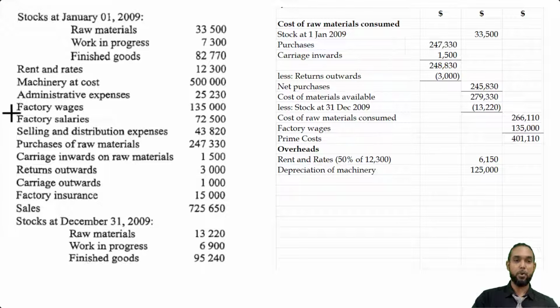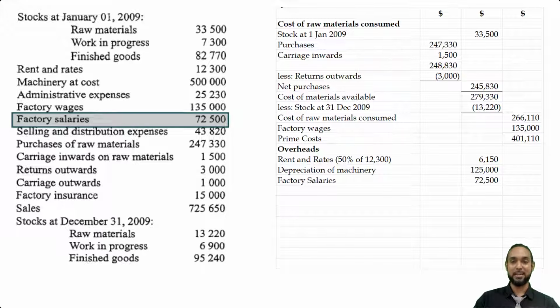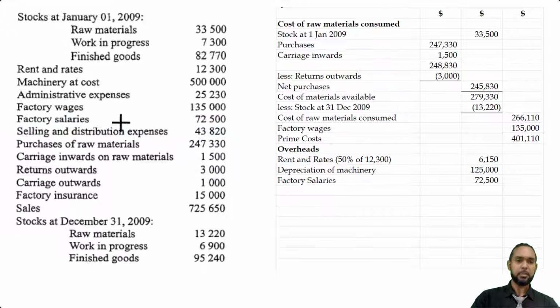The next item down will be the same factory salaries we talked about a bit earlier. Again, factory salaries are paid to supervisors and non-manufacturing workers. They might be in the factory, but they're not actually working on manufacturing or making goods. Now, selling and distribution, that's non-manufacturing. Carriage, purchases and carriage in, we talked about that already. Returns out, carriage out is not manufacturing.